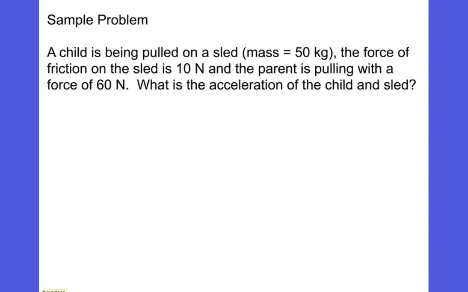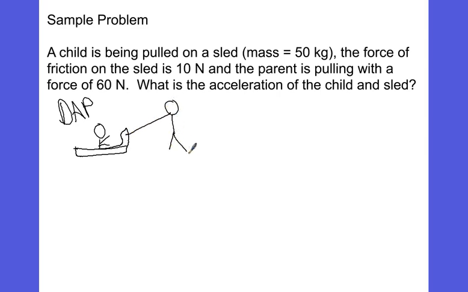So, sample problem. A child is being pulled on a sled. The combined mass of the child and the sled is 50 kilograms. The force of friction on the sled is 10 newtons, and the parent is pulling with a force of 60 newtons. What is the acceleration of the child and the sled? So first I'm going to draw a picture. So I've got the child and the sled. Maybe I'm terrible. So there they are. They have legs, being pulled by a parent. Okay. I certainly didn't have to go that detailed.